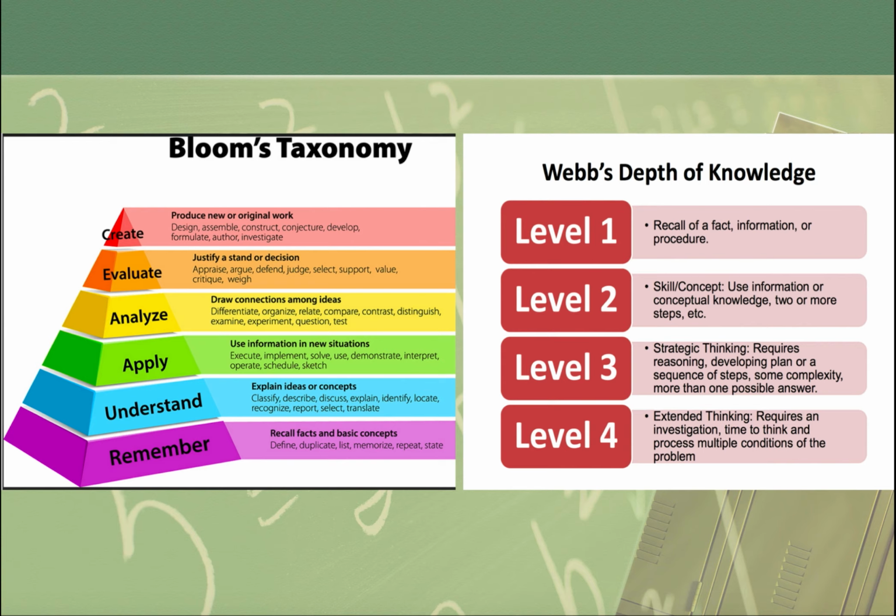In Bloom's taxonomy, we have 6 levels, and the most basic level is remembering, where we ask students to recall facts and basic concepts. Then we move on to understanding, where we want them to explain ideas or concepts. Applying is the middle level, where we use information in new situations. Analyzing, where we can draw connections among ideas. Evaluating, where we can justify a stand or decision. And then finally creating, which is producing new or original work. So as you can see, with each level of Bloom's taxonomy, it gets higher and more complex.